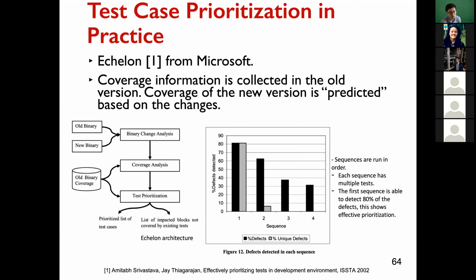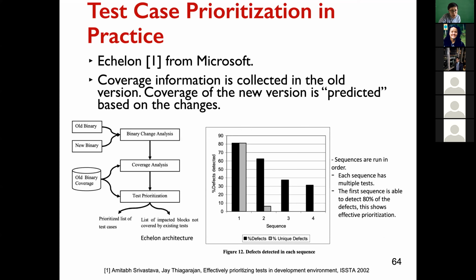And the result, there are two approaches, right? In the figure on the right, the vertical axis shows the percentage of defects detected, and the horizontal axis shows the sequence of the versions. So this sequence is run in order. We run these tests in order.